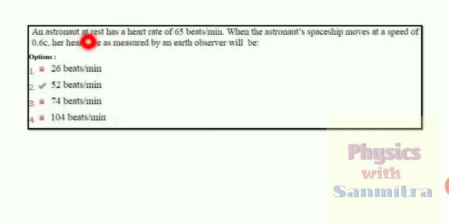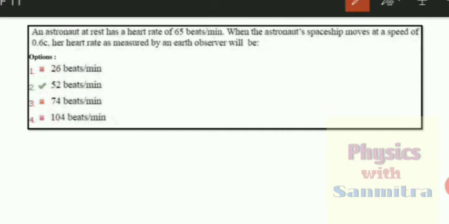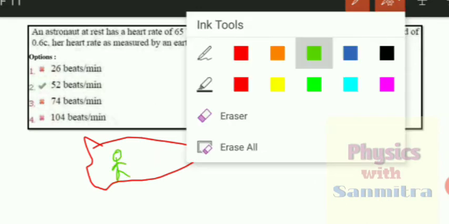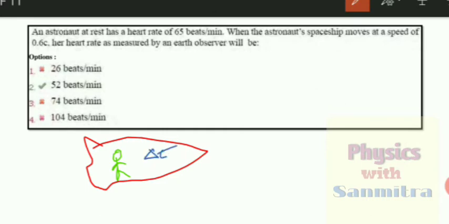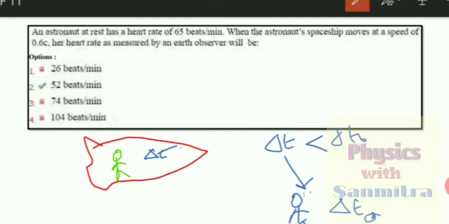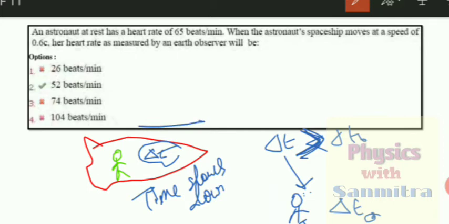Next one. An astronaut at rest has a heart rate of 65 beats per minute. When the astronaut's spaceship moves at a speed of 0.6 c, her heart rate as measured by an earth observer will be? See, this is the case of time dilation. For the person standing inside the spaceship, time is del t naught, and for a person standing on the ground, time is del t. Then this del t will be greater than del t naught, because time slows down as the velocity increases. And when it is comparable to the speed of light, say 0.6 into c, then it is noticeable.